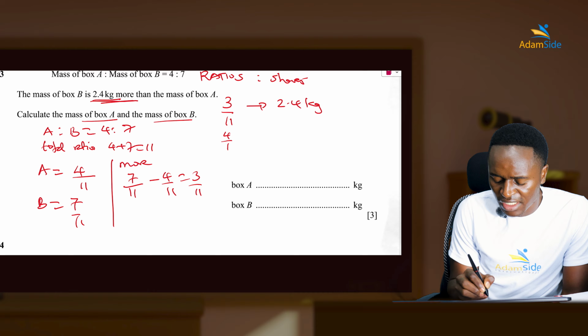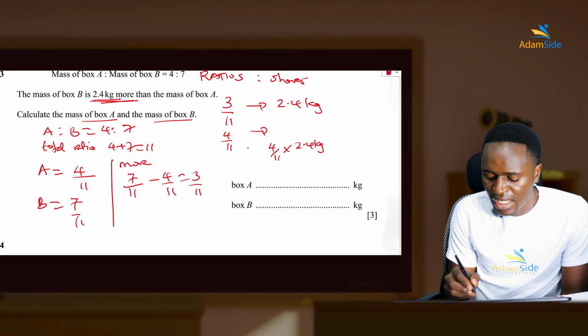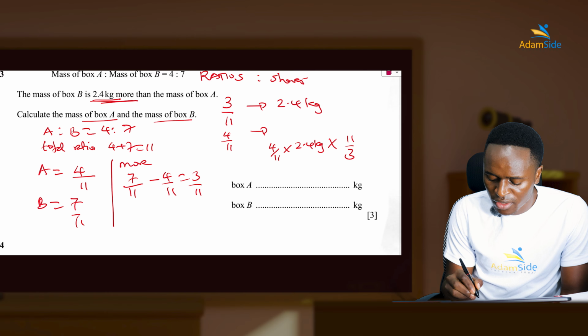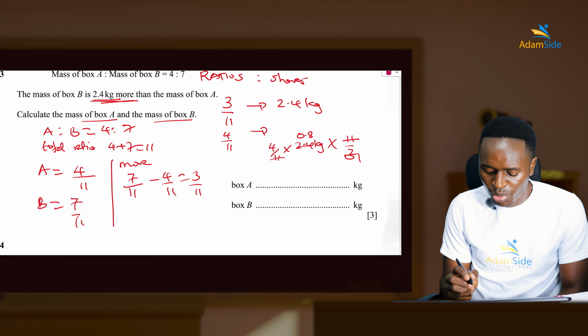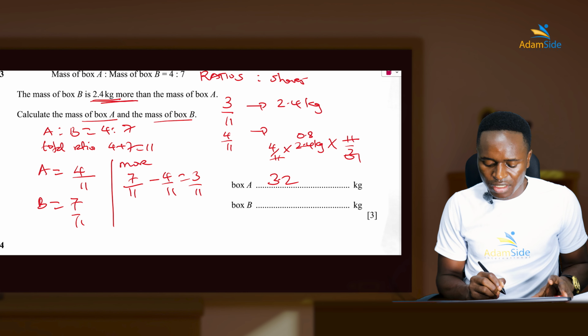Find what is 4 out of 11. Out of that, just say 4 out of 11 times 2.4 kilogram. When you divide by 3 out of 11, you flip it by multiplying 11 out of 3. So 11 divided by 11, and 3 here, gives 0.8. 4 times 0.8, what do you get? 3.2 as the mass of box A.